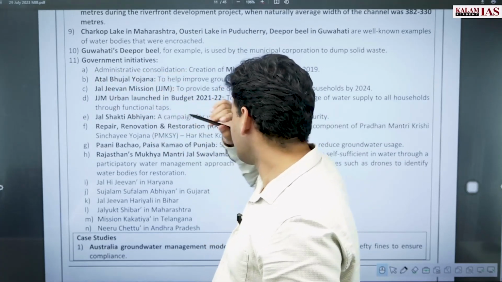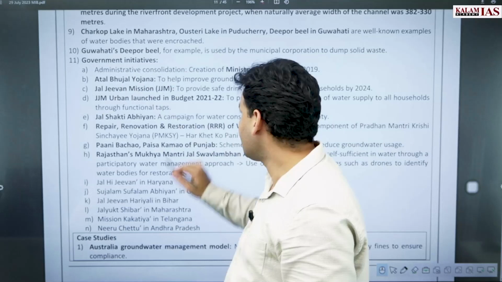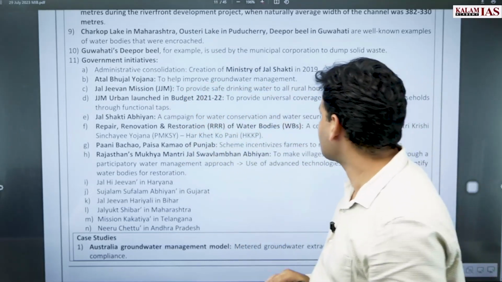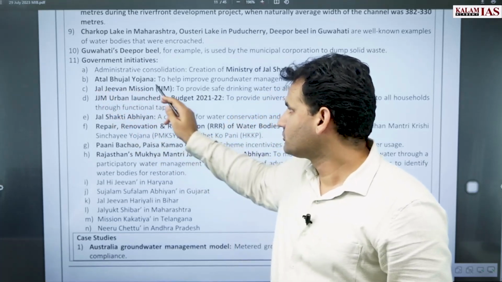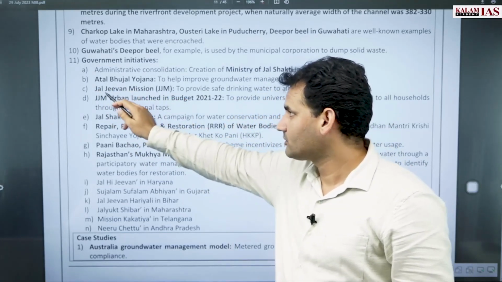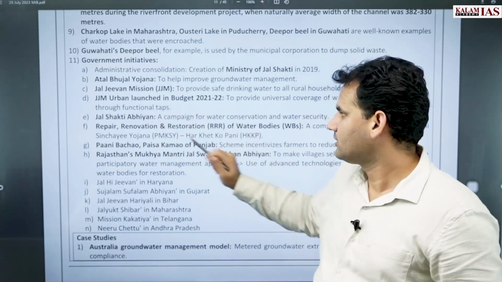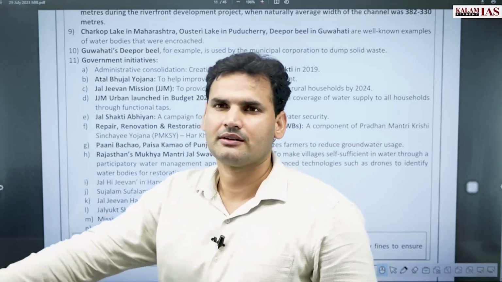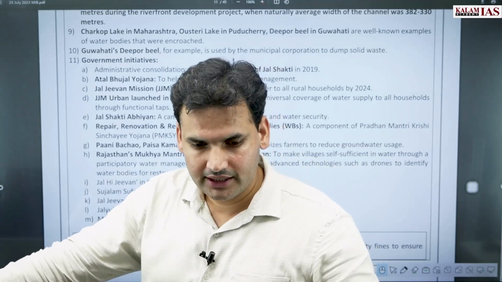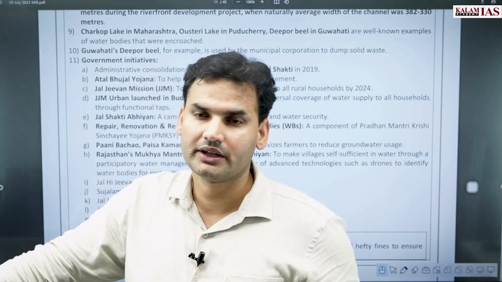So what are the government initiatives? If we talk at the central level, we have what? We have created the Ministry of Jal Shakti in the year 2019. You can talk about Atal Bhujal Yojana. You can also mention Jal Jeevan Mission, urban component, Jal Shakti Abhiyan. You can also talk about the Catch the Rain Abhiyan. Do not let the raindrops go waste. Catch them where they fall, wherever they fall.